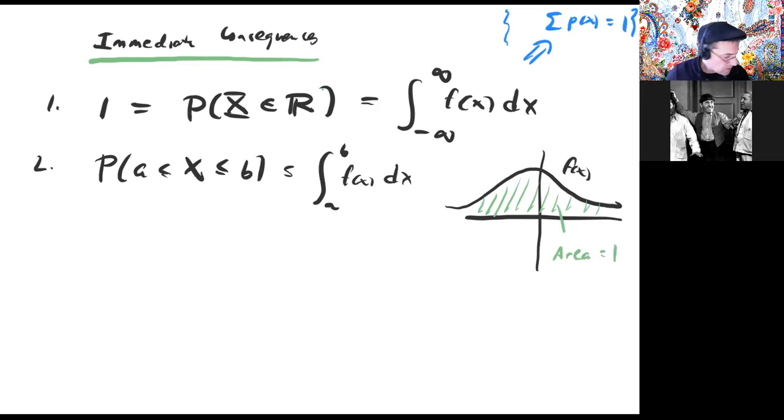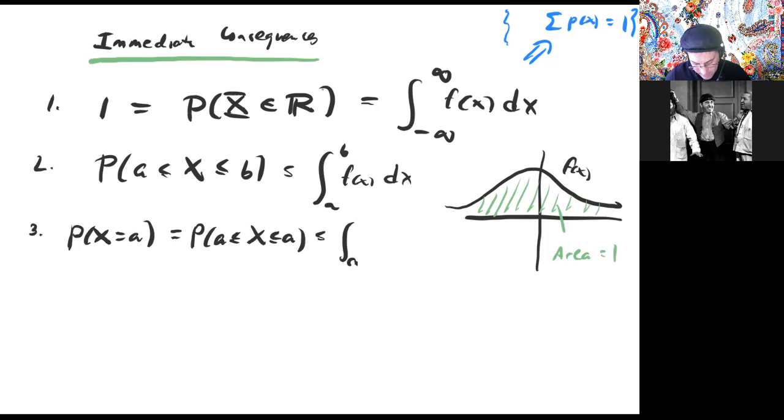And then the third property, which we can deduce from the second property, is very different than in the discrete case. The probability that x takes a single value a is the probability that a is less than or equal to x is less than or equal to a, and that's the integral from a to a of f of x dx. But if you integrate a function with the same limits of integration, you always get 0. There's no area generated by that. So this is very different.